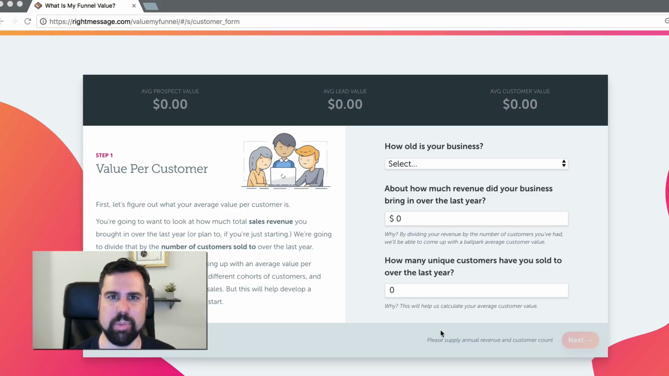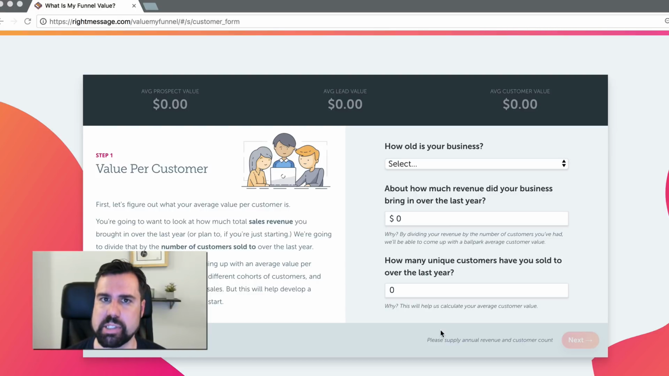I'm one of the co-founders of RightMessage, and I wanted to introduce a new tool that we just launched last week. This tool is called Value My Funnel, and the idea is it helps you figure out the values of the different stages of your funnel within just a few minutes.